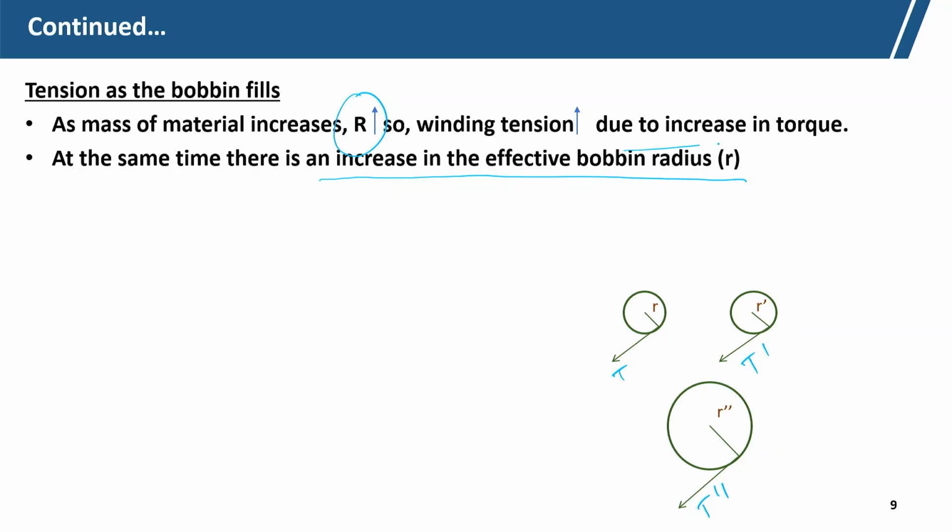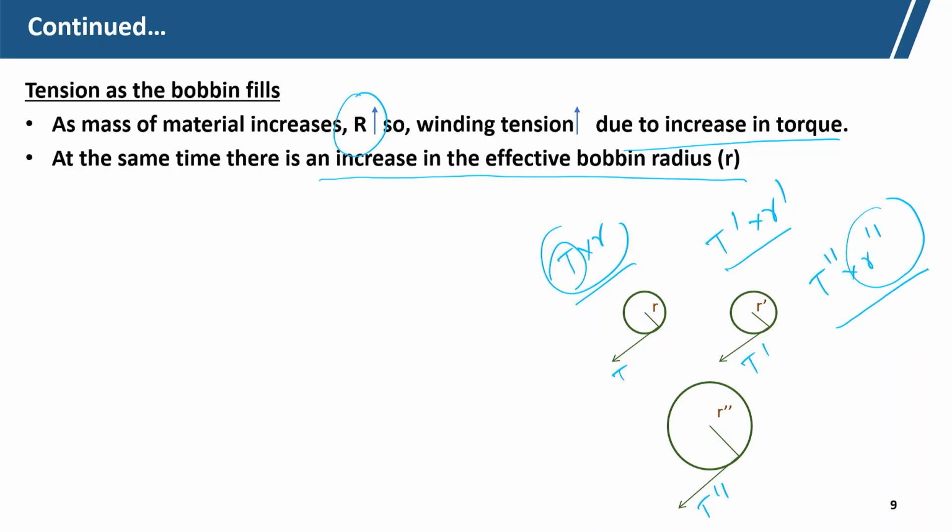So, increase in torque, winding tension increases, but at the same time, if you see the torque, torque is nothing but tension into R, T into R. So, T and T dash into R dash, T double dash into R double dash. So, here T is a torque required, will be compensated by increase in radius.